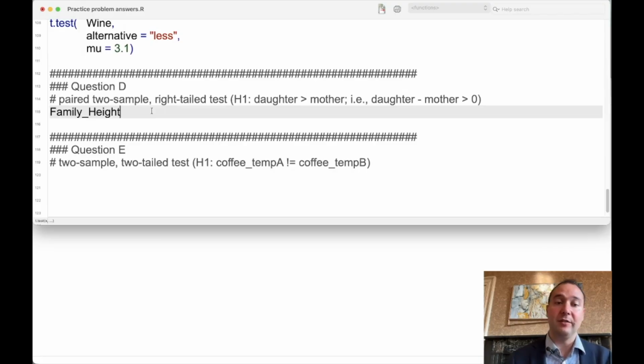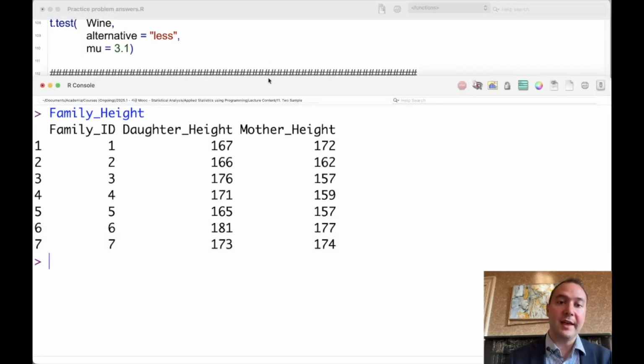Our data is called family height. So if I check that data, I see that I have family ID. So this says this daughter height and this mother height are in the same family. This daughter height and this mother height are in the same family. So what kind of a test should we use here? We should use a paired t-test. Why? Because this family is related. This daughter and mother are related, so they're paired. This mother and daughter are related, so they're paired.